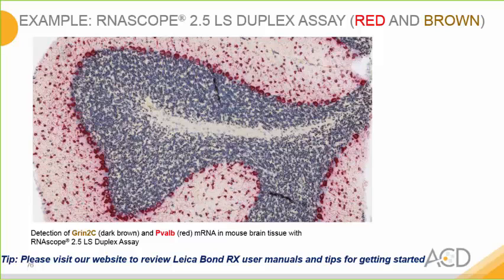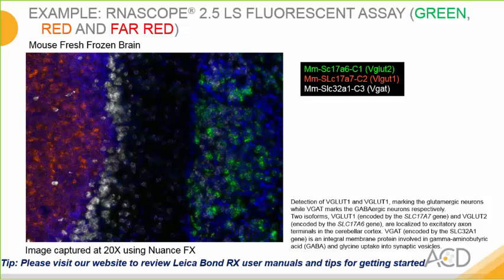Okay, here's an example of the RNAscope 2.5 LS duplex assay showing Grin2c in brown and Pvalb in red in the mouse brain. And then here's an example of the RNAscope 2.5 LS multiplex fluorescent assay using fresh frozen mouse brain. Shown here are the neuronal markers Vglut2 in green, Vglut1 in red, and VGAT pseudo-colored in white.